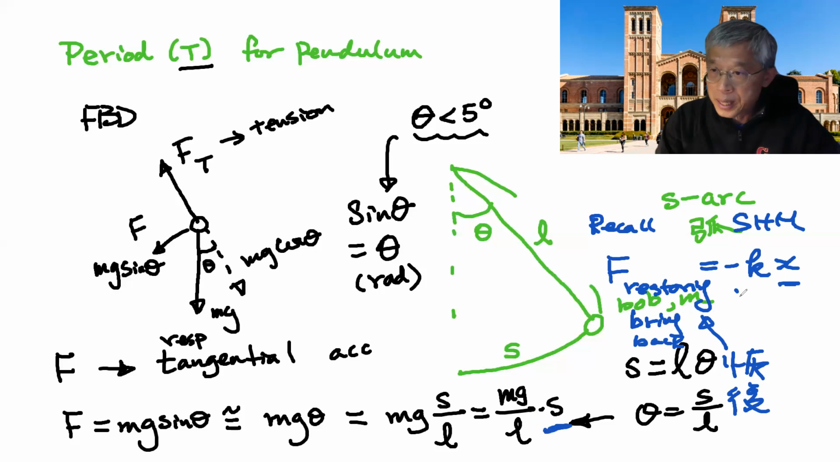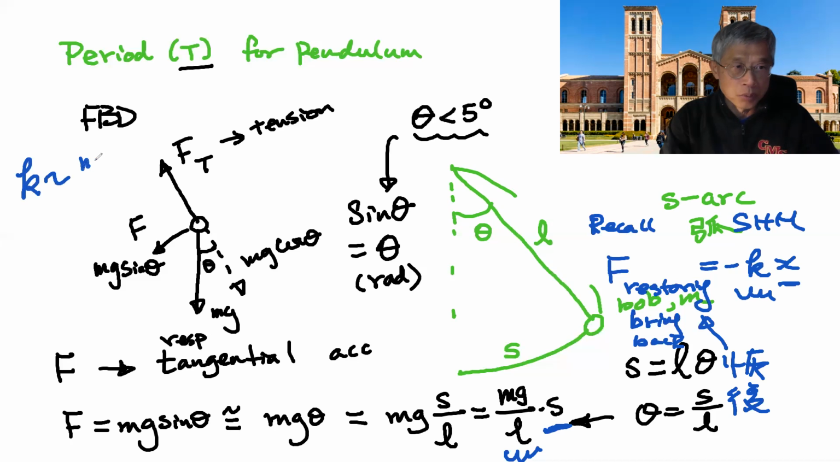So you can see this K in the pendulum becomes mg divided by L. Forget about the negative sign for now. So K is similar to mg divided by L. That's what we want.